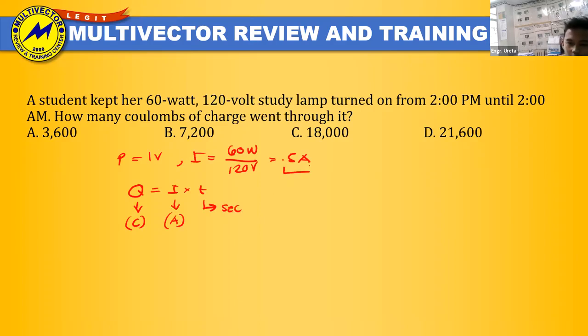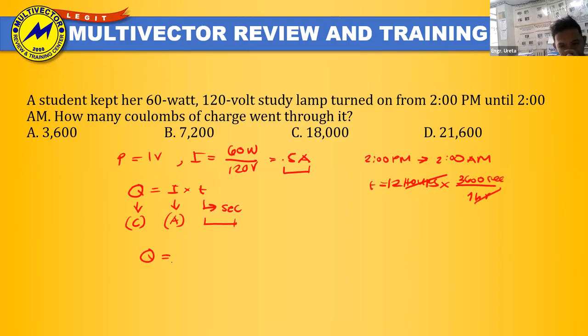We already have the current; the missing quantity is time. From 2 p.m. to 2 a.m., how many seconds have passed? Obviously that is 12 hours, and we convert it into seconds because the formula requires time in seconds. 12 hours at 3,600 seconds per hour, so the time is 12 times 3,600. Therefore, our Q, the charge in coulombs, is equal to the current, 0.5 ampere, multiplied by the time, 12 times 3,600 seconds.